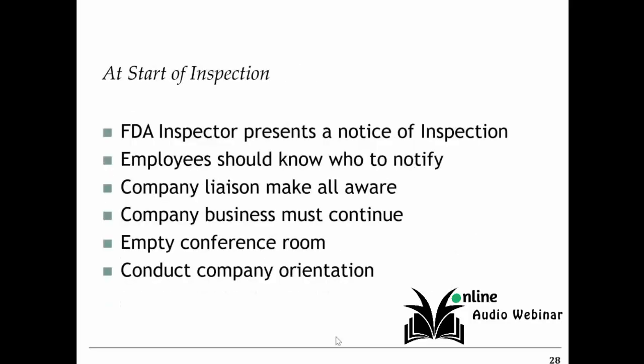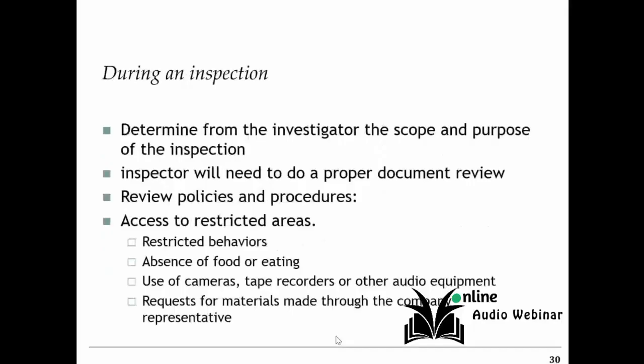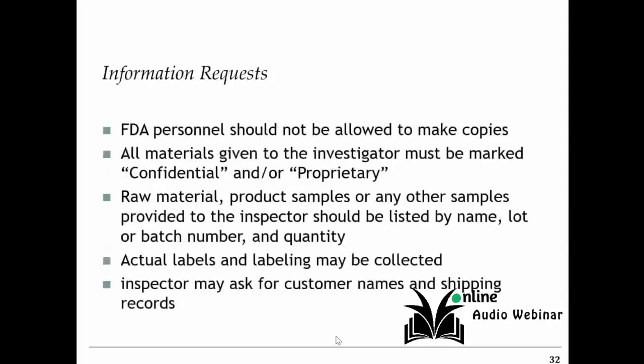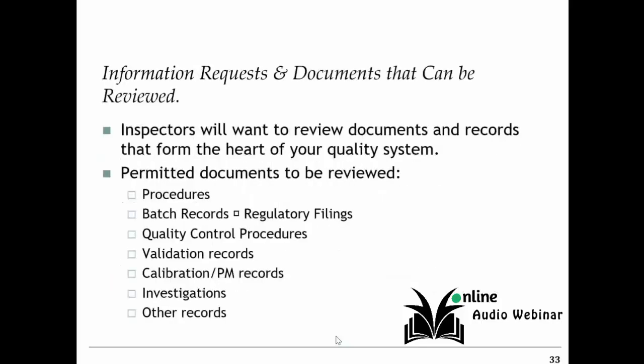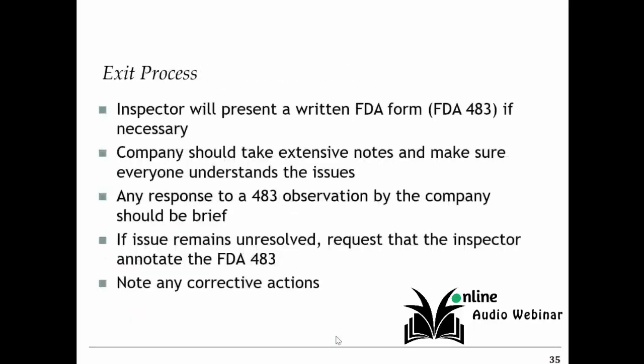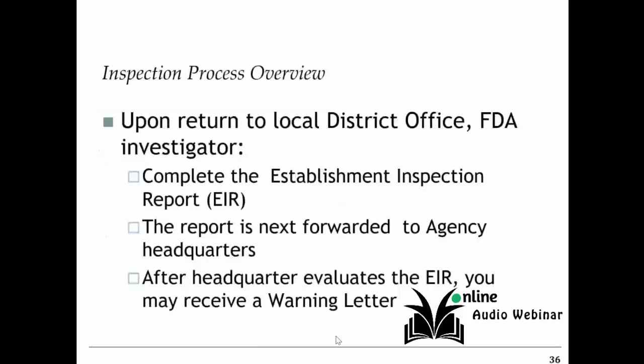So at the start of an inspection, now a couple of things to remember as we begin to get into the inspection. So during the inspection, what happens? The inspection usually involves a combination of a physical plant inspection and a document and records review. Information and drug sample requests. Documents and records really form the heart of your quality system. There are several types of documents. At the completion of the inspection, an exit interview is conducted. 483 presented at the completion of the inspection.